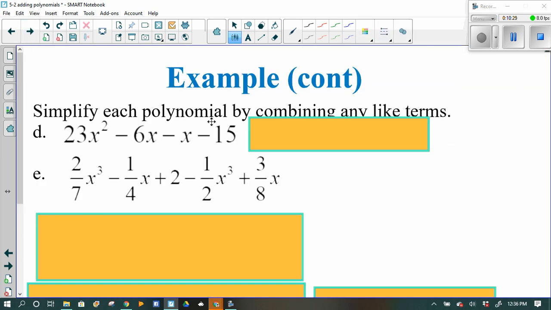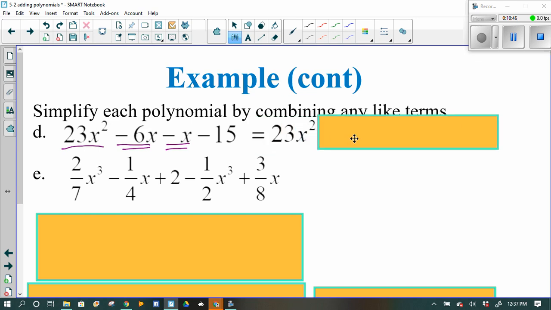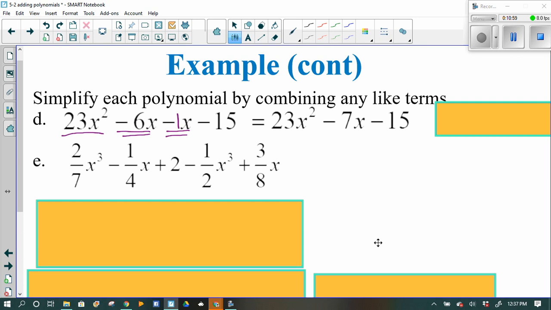All right, simplify each polynomial by combining like terms. So if I look at this term here, I see this is an x squared. So I'm going to put this, and then I have negative 6x minus x minus 15. So since there's no more x squareds, that's not going to be added to anything, so it's just by itself. However, this negative 6 and this minus 1, so negative 6 minus 1 is negative 7, and then the 15 is by itself, so it doesn't get added to anything either.